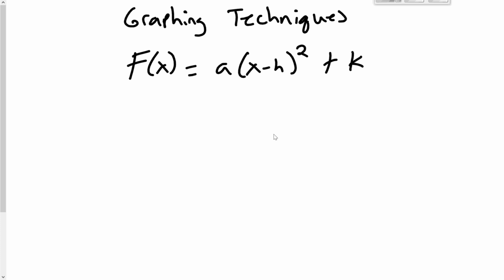More in depth on the graphing techniques of a quadratic here in vertex form. Okay, so if the absolute value of a is greater than 1, that means it is going to be narrower, or it's going to have a vertical stretch.